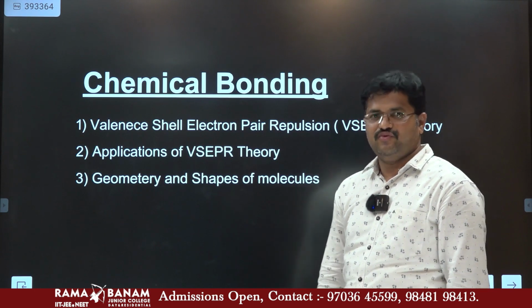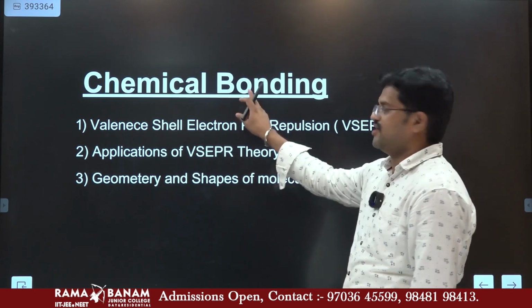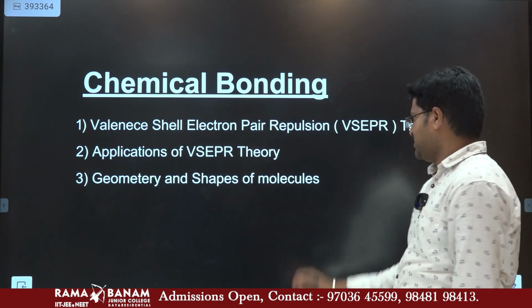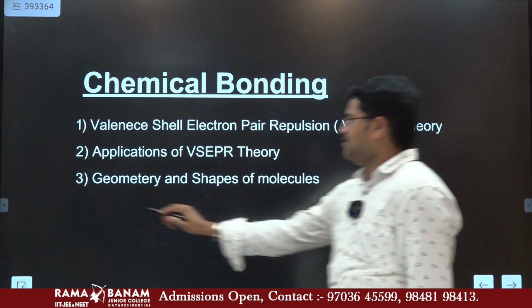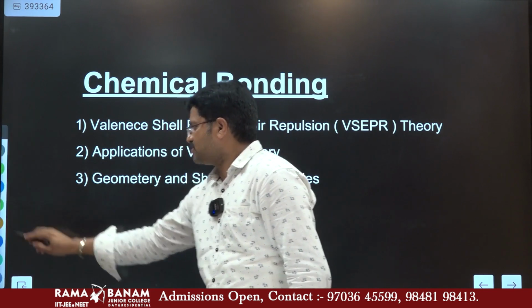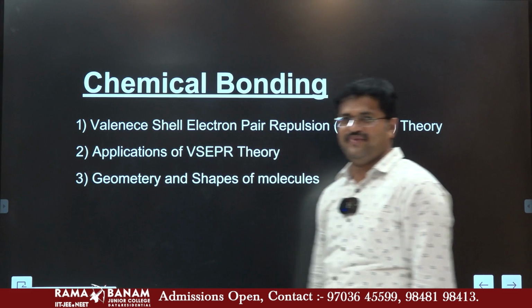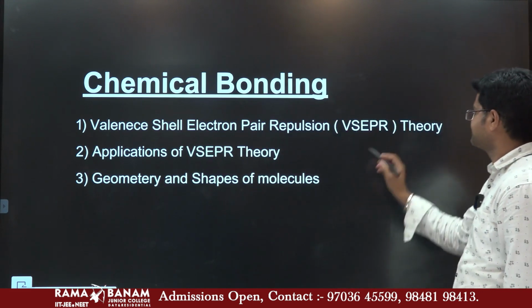Today, we are discussing the chemical bonding topic. In chemical bonding, the main topic is VSEPR theory. VSEPR theory means the valence shell electron pair repulsion theory.